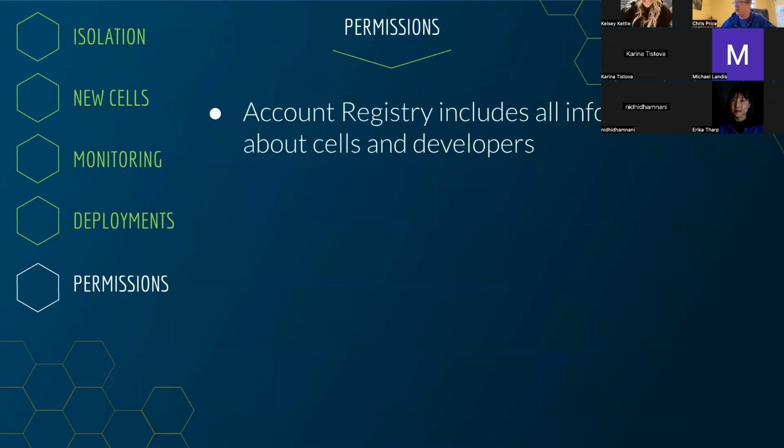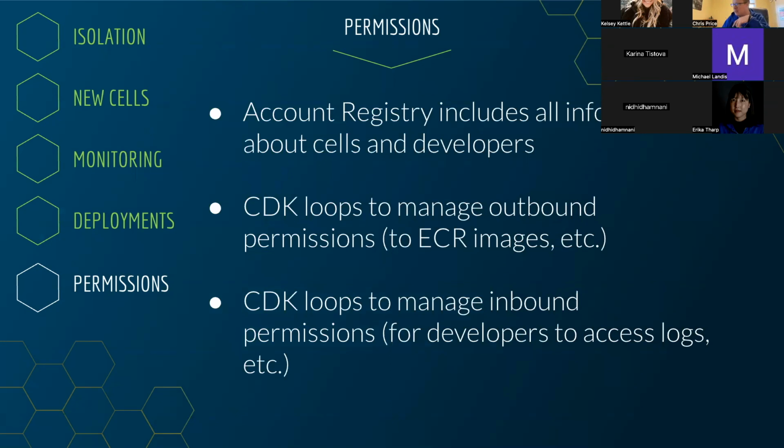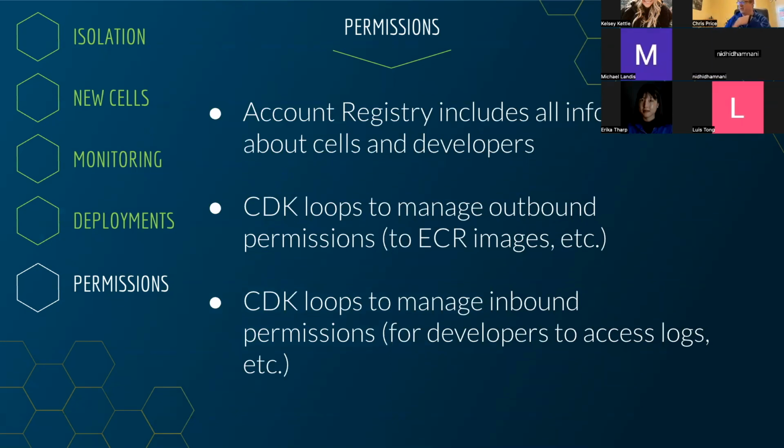So basically, since we already have this account registry that we built up that has a list of information about all of our cells and all of our developer accounts, we can use CDK. We can just write a little for loop that loops over all of those cells and grants the appropriate permissions to each developer. That's actually the inbound permission. So I said this in the wrong order. But that gives the developers the ability to hit access logs and other things like that.